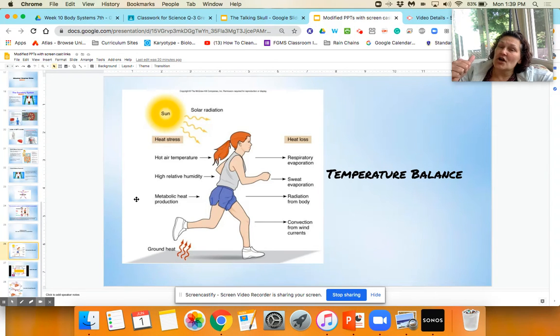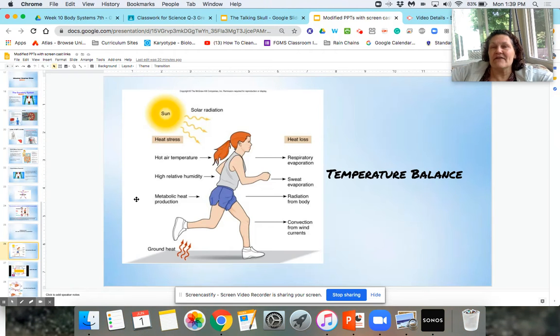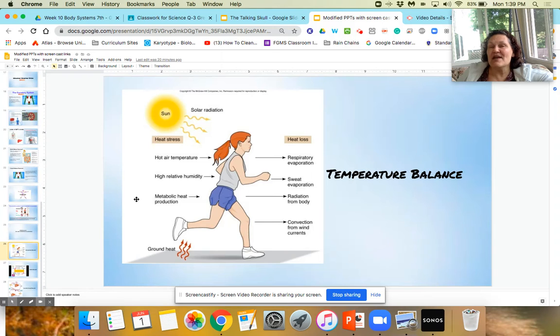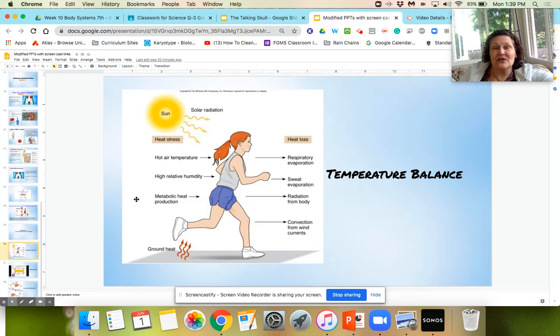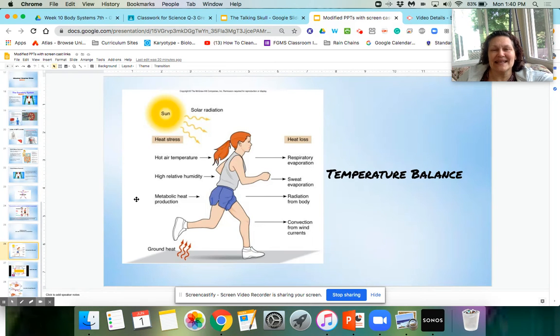So you have heat coming from the sun, you have the air around you has heat associated with it. You can have high moisture in the air, which doesn't let your body evaporate off water as easily. You have heat coming internally, right? When you're breaking down the glucose, it's allowing you to run. And then you're looking at the ground heat if you're running on a surface that absorbs heat. And so now what does your body have to do? Your body has to try to maintain homeostasis.